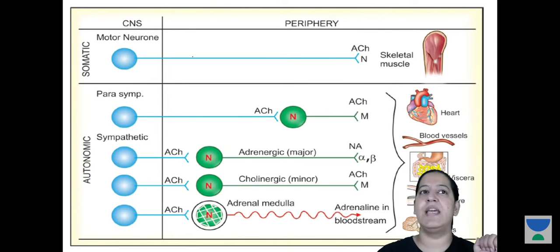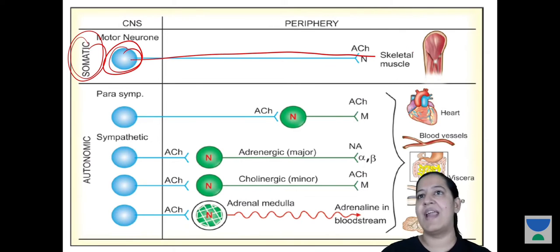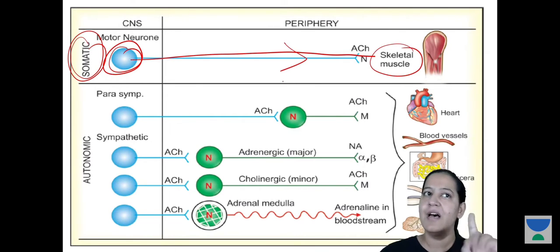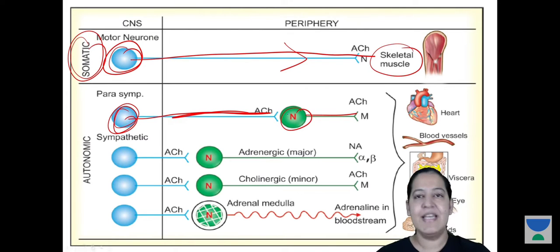You can see this is a somatic system. You can see only one neuron is there, which is starting from CNS and ending in skeletal muscle. So this is the somatic system. In autonomic nervous system, you can see the first diagram. This is the first neuron. This is the second neuron. And see the ganglion here.